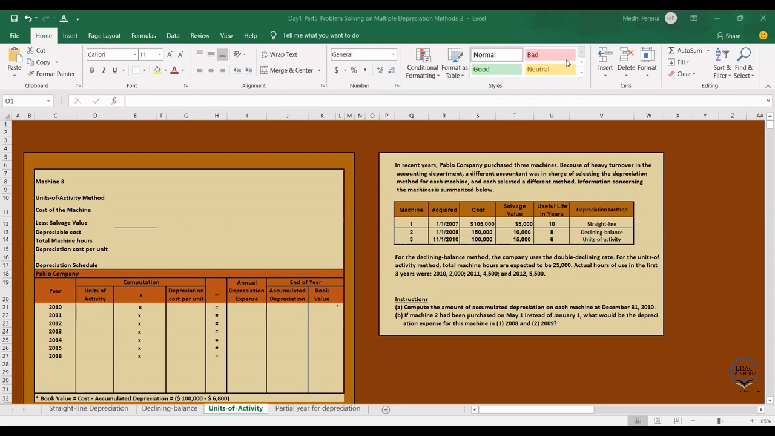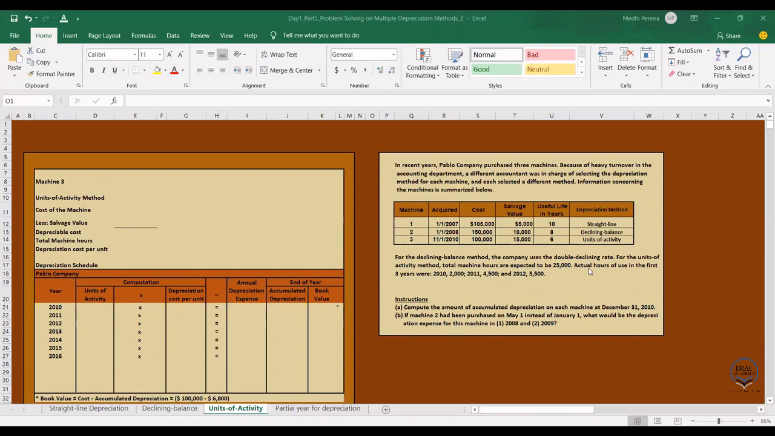So here certain information is given and we are supposed to calculate the accumulated depreciation of machine 3 at December 31st, 2010. So let us see what information is given for machine 3. It is said that machine 3 was acquired on 1st of November 2010. The cost was $100,000 and the salvage value was $15,000 and the useful life was 6 years. And this machine 3 is depreciated through the units of activity method.